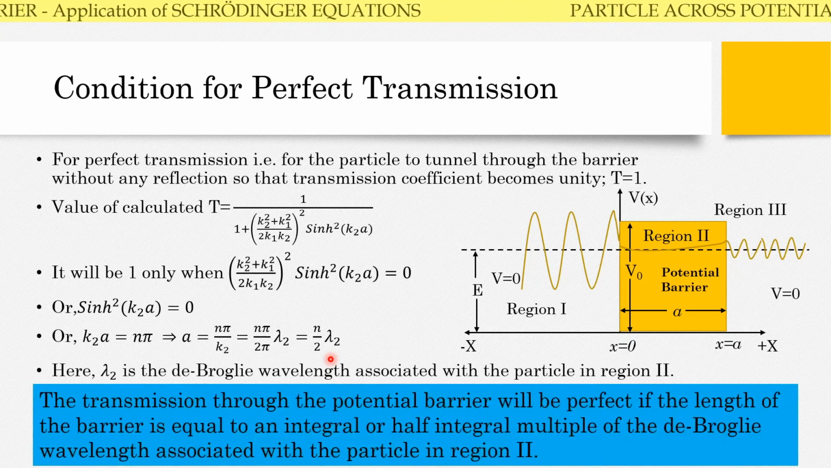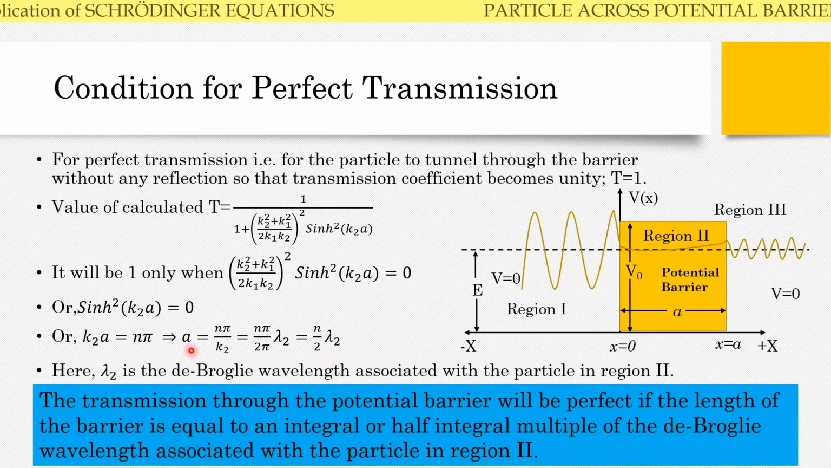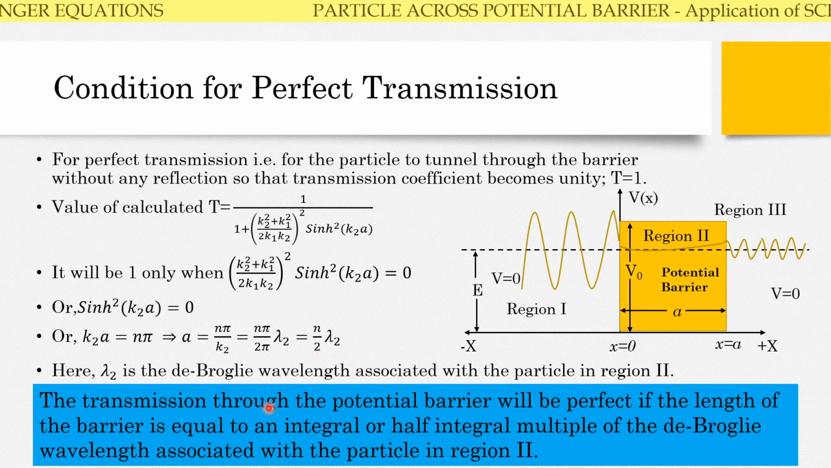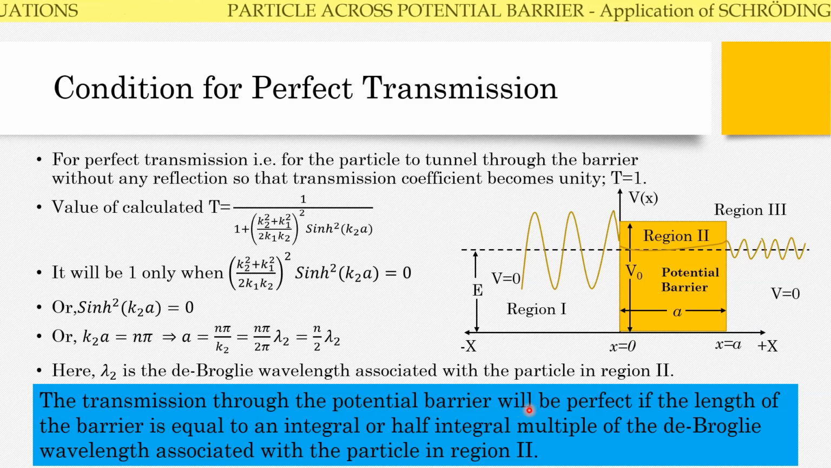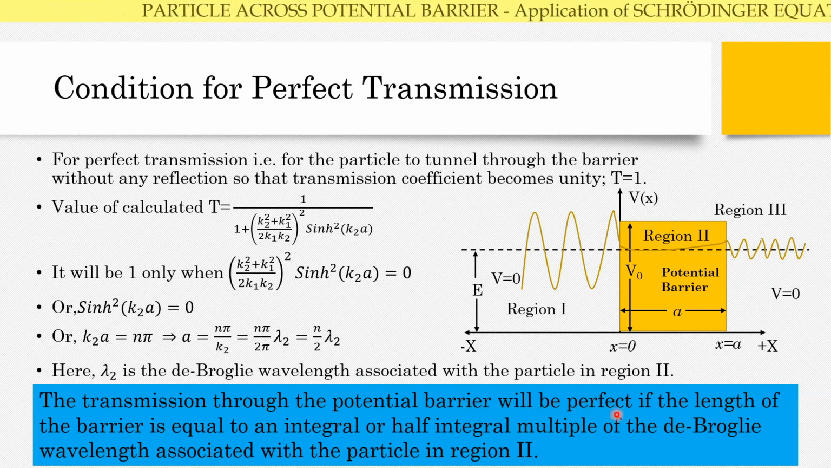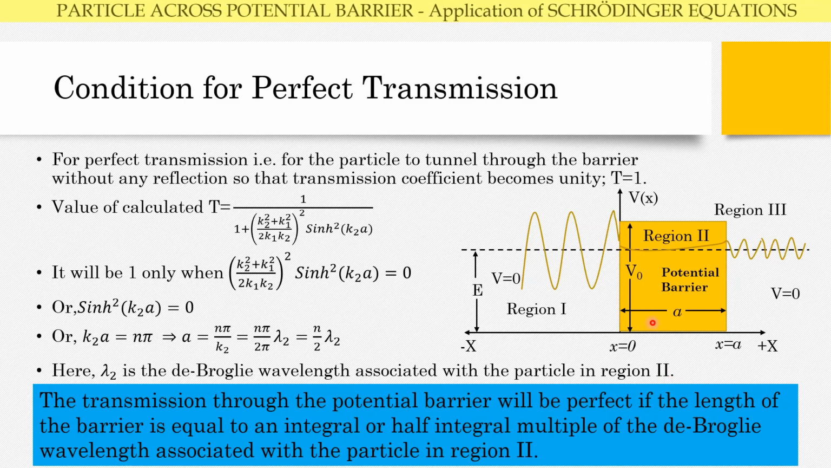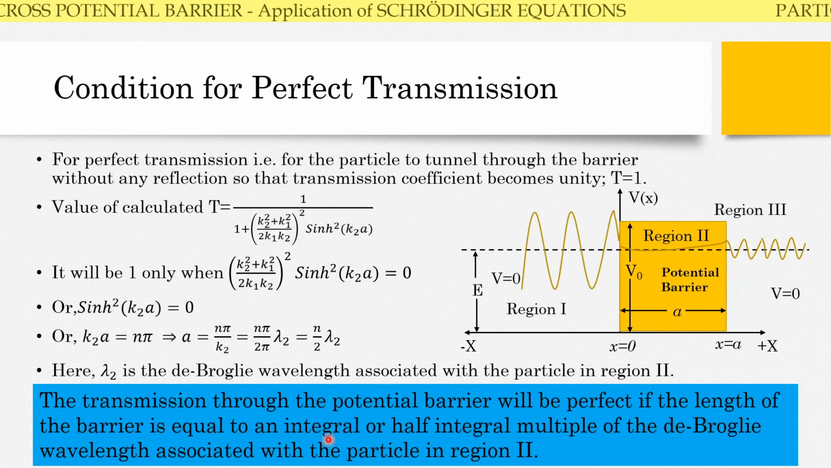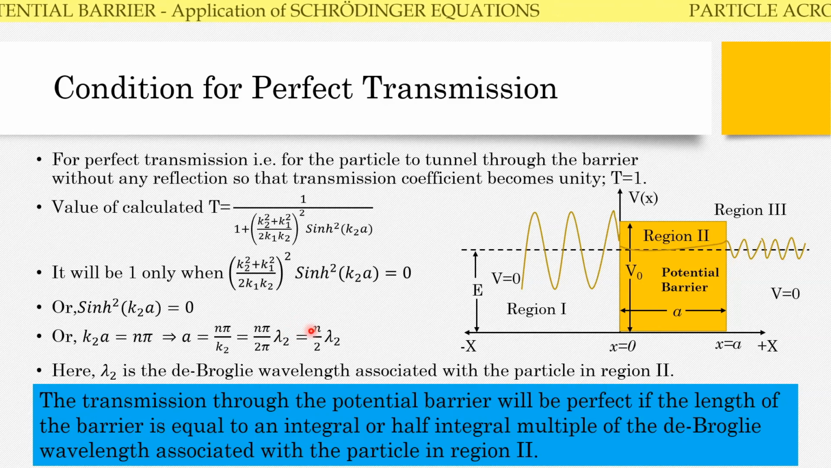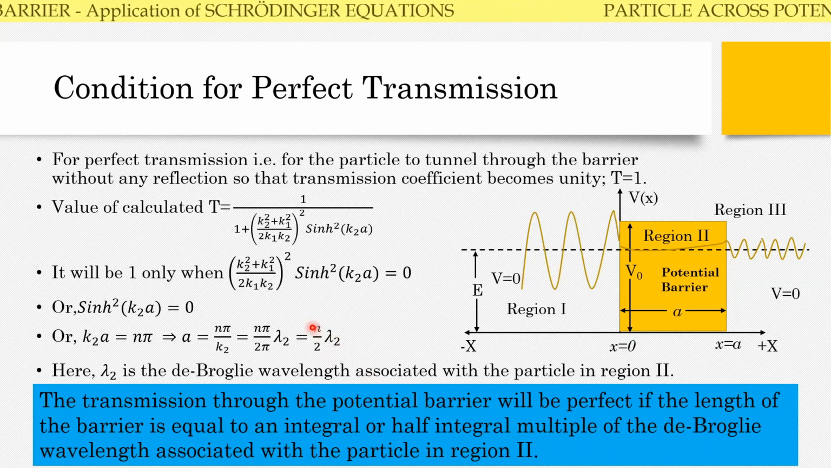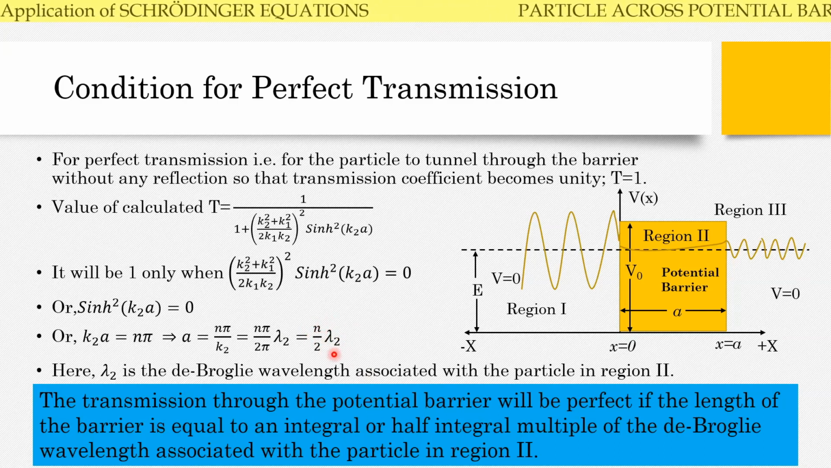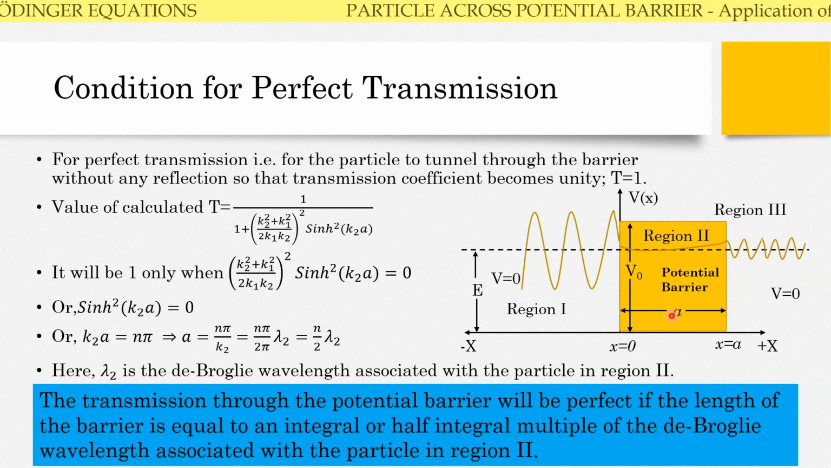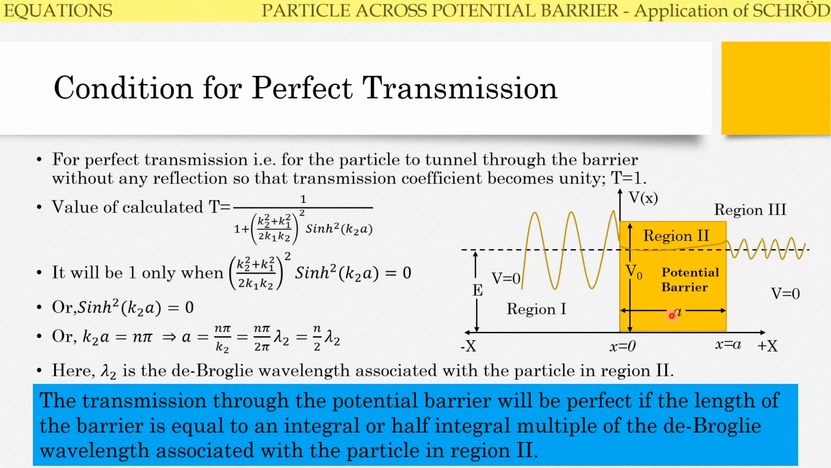This is the condition of the perfect transmission, that the barrier width must be equal to n lambda 2 divided by 2. It means that the transmission through the potential barrier will be perfect, will be 100%, when the potential barrier width a is equal to an integral multiple of lambda 2 by 2, or you can say a half integral multiple of the de Broglie wavelength associated with the particle in region 2. So this is the condition for the perfect transmission.